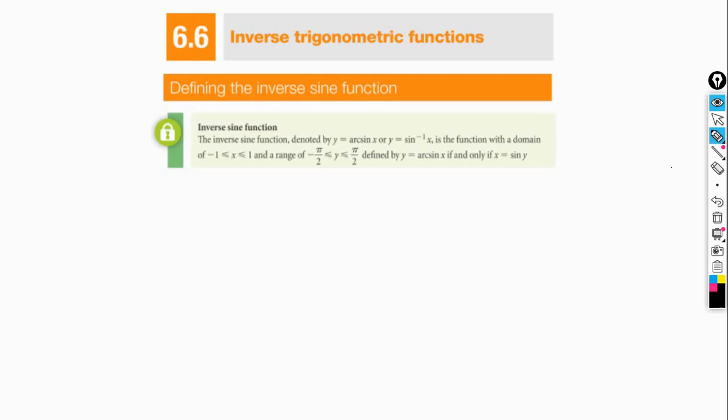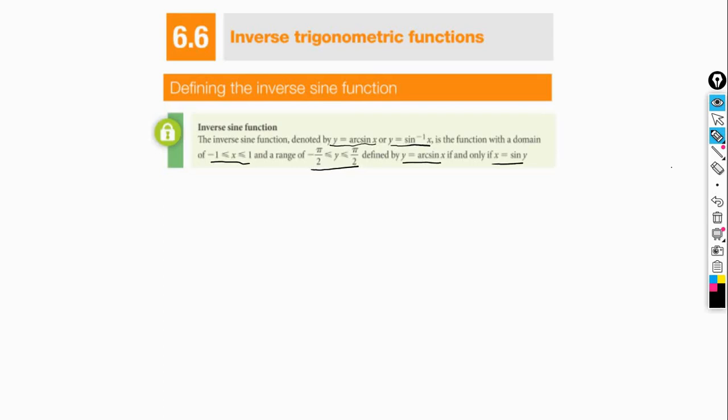So the inverse sine function is defined as y equals arc sine of x, or y is equal to sine to the minus 1 of x. Now be careful because this is not the cosecant function, right? This is arc sine. It has a domain that is restricted from -1 to 1, including -1 and 1, and then also a restricted range from -pi halves to pi halves. It's defined by y equals arc sine of x if and only if x is equal to sine of y.